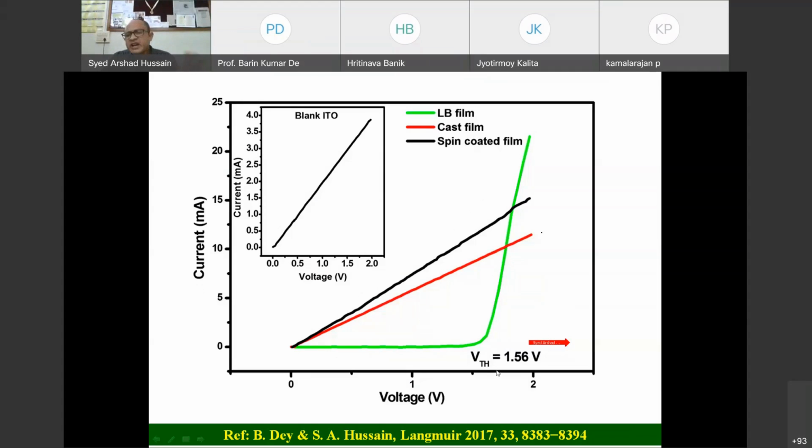So here we can say that this LB technique plays a vital role towards preparation of this kind of organized nanowire nanostructure, which is difficult or almost impossible to prepare using other techniques. And here mainly charge transfer between donor and acceptor group was the key towards this kind of electrical switching. So we propose it can be used for memory devices in future.